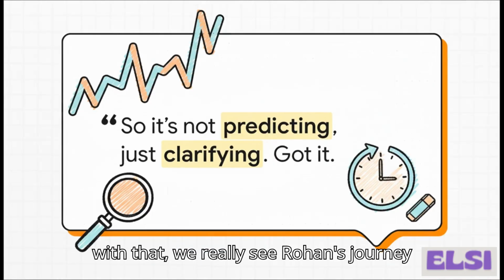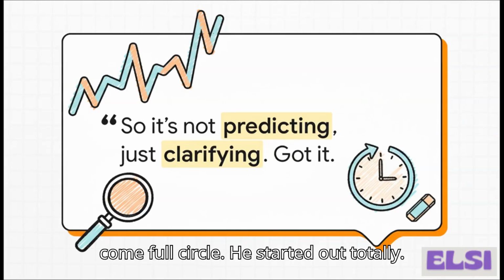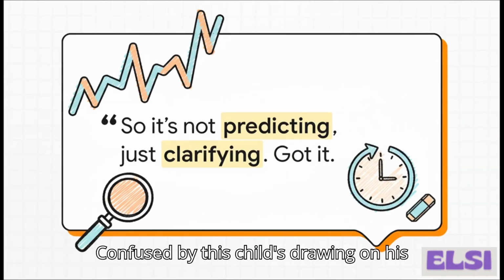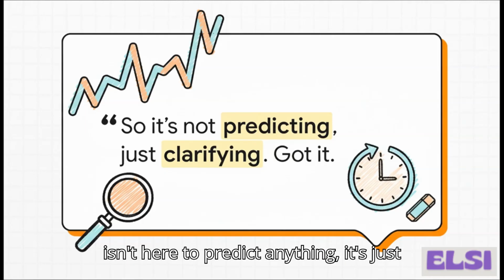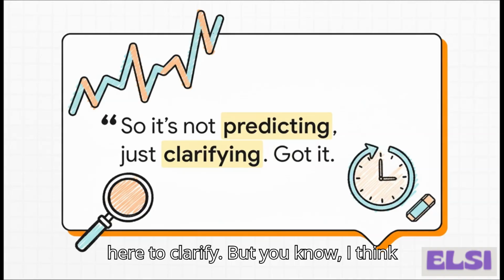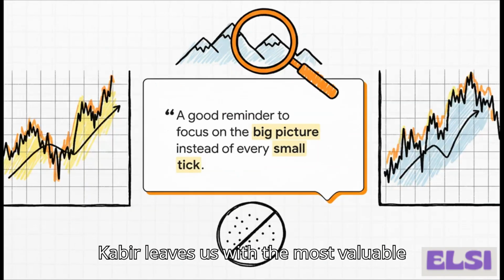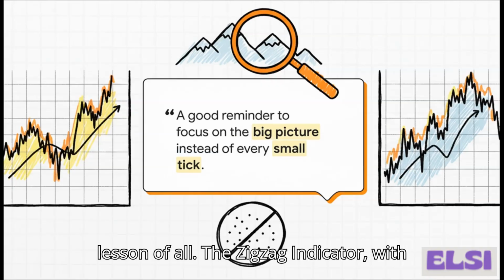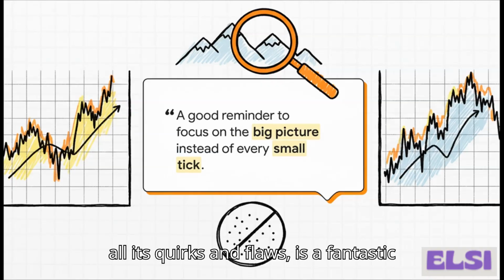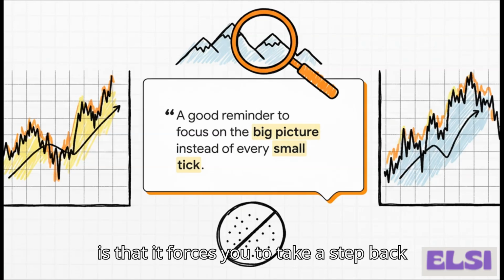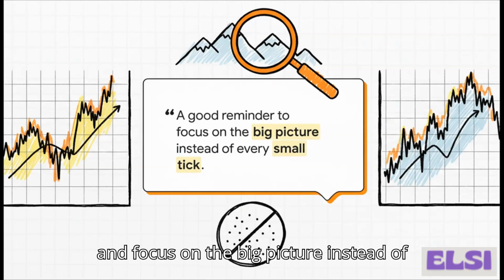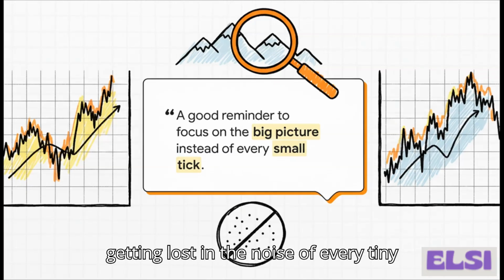And with that, we really see Rohan's journey come full circle. He started out totally confused by this child's drawing on his screen, but now he gets it. The tool isn't here to predict anything, it's just here to clarify. But I think Kabir leaves us with the most valuable lesson of all. The Zig Zag Indicator, with all its quirks and flaws, is a fantastic reminder for any trader. Its real value is that it forces you to take a step back and focus on the big picture instead of getting lost in the noise of every tiny tick of the market.